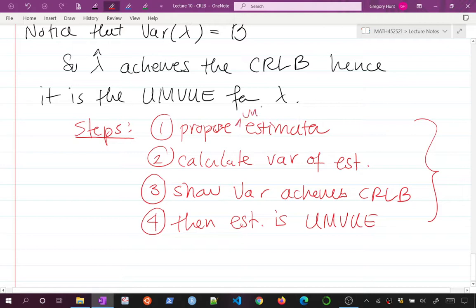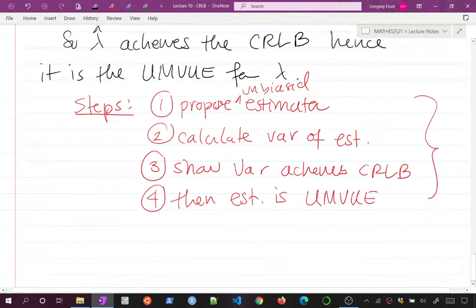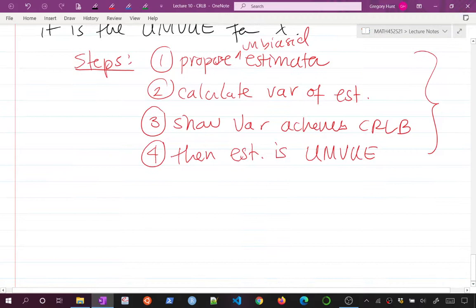Let's say I propose an unbiased estimator. I give you the estimator. You'd have to show it's unbiased, calculate its variance, and show the variance is equal to the CRLB. Then you're done. Just say, so it's this UMVUE, right? Because there isn't an estimator with lower variance. This is like homework or test advice.